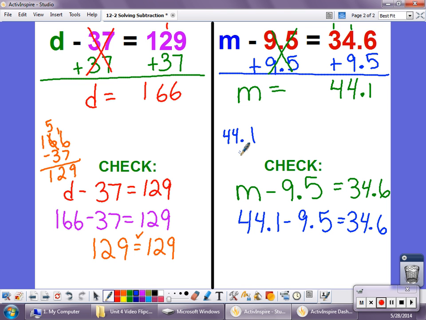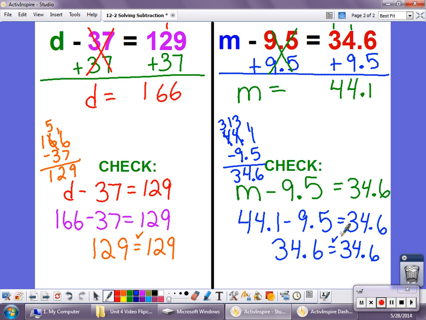And to check it, I don't want to just say, oh, I know this is going to check. I'm actually going to test it out. So I'm going to subtract this here. So I'll do a little regrouping. 13 minus 9 is 4. And then don't forget my decimal point. So I end up with 34.6 equals 34.6, which is exactly what we want.